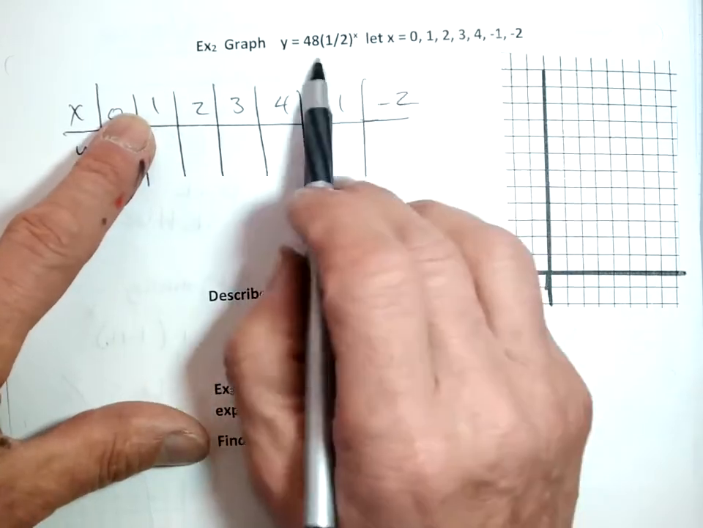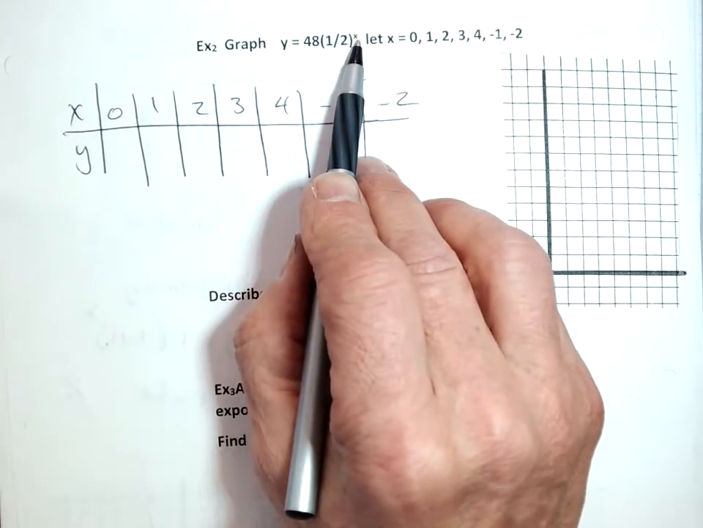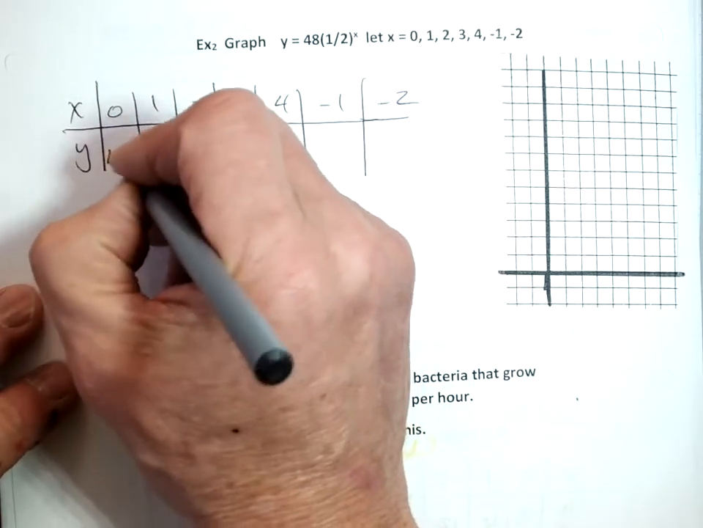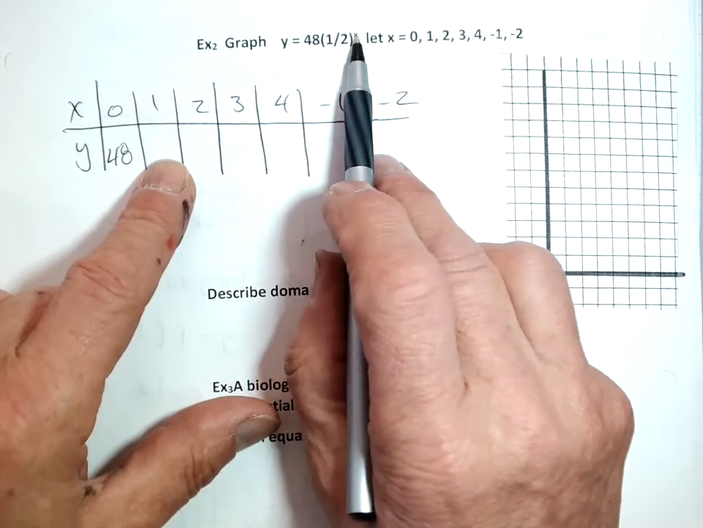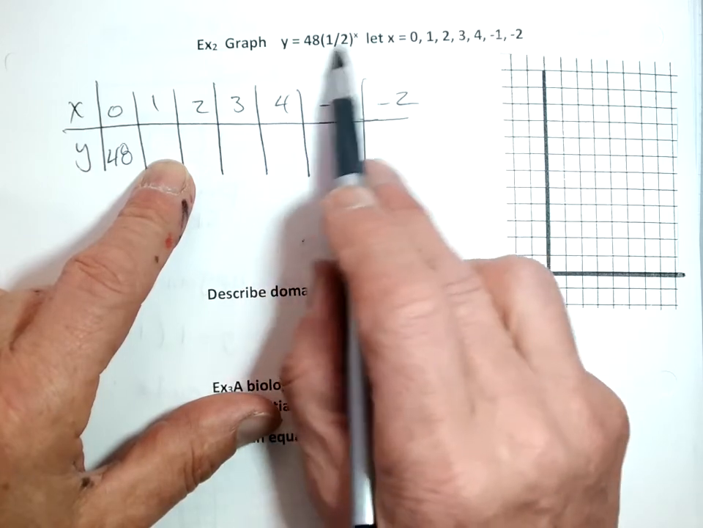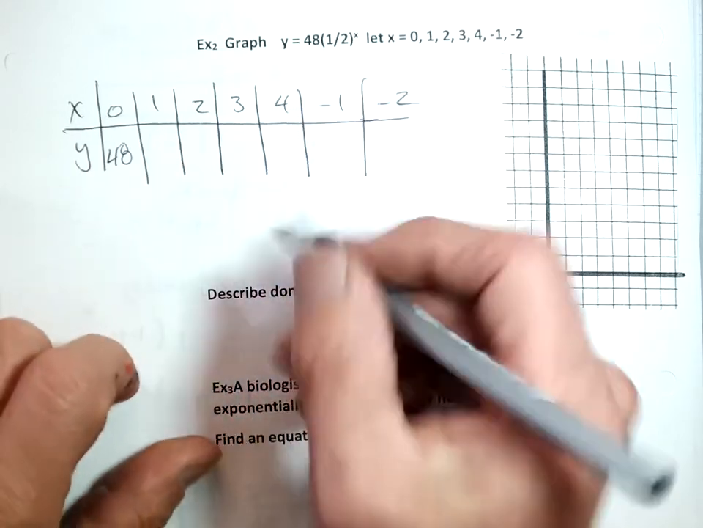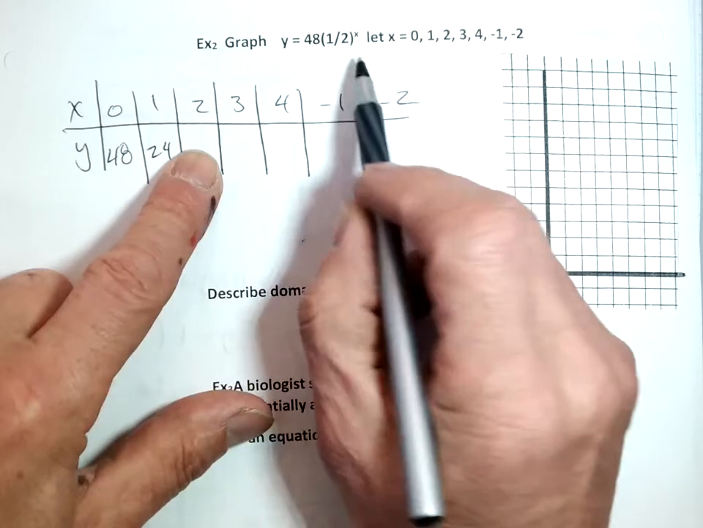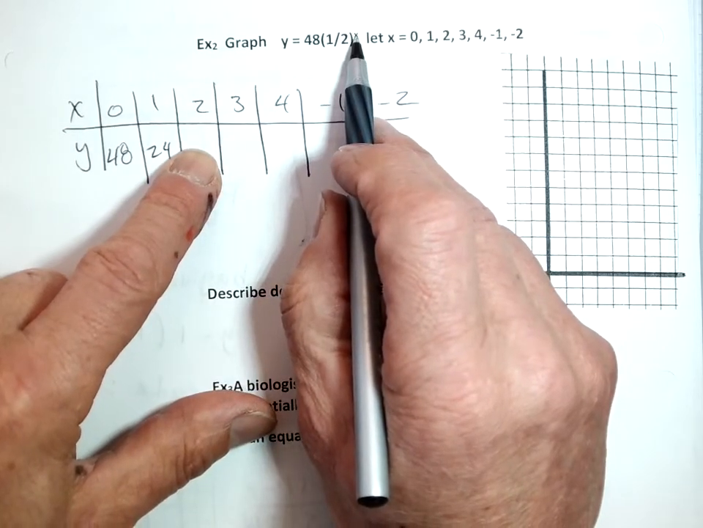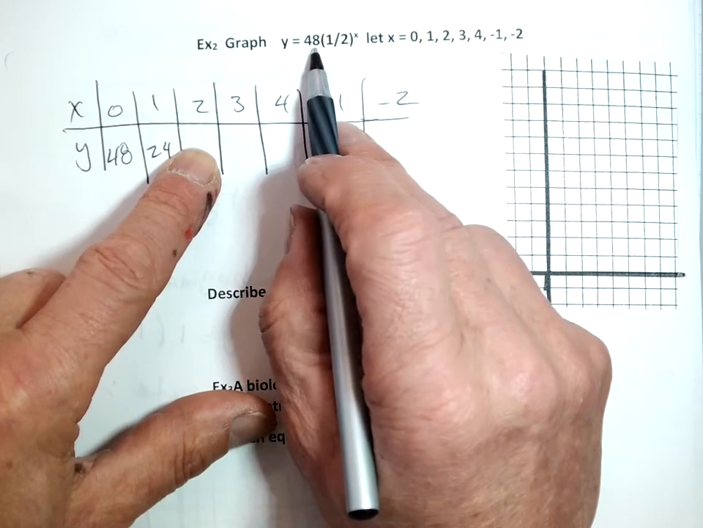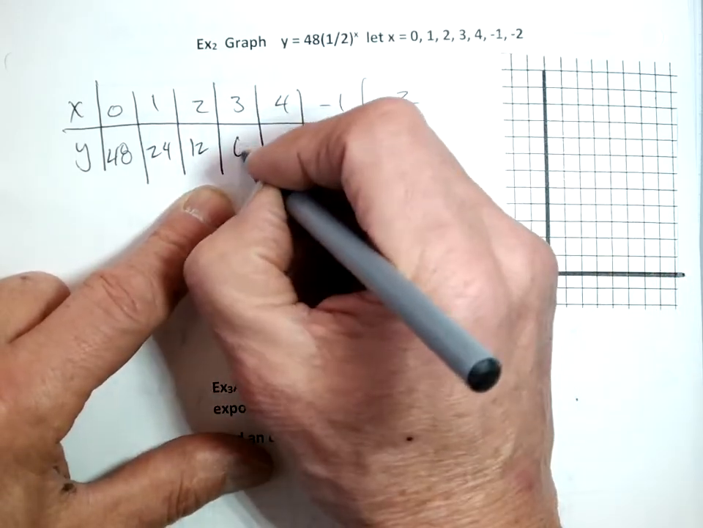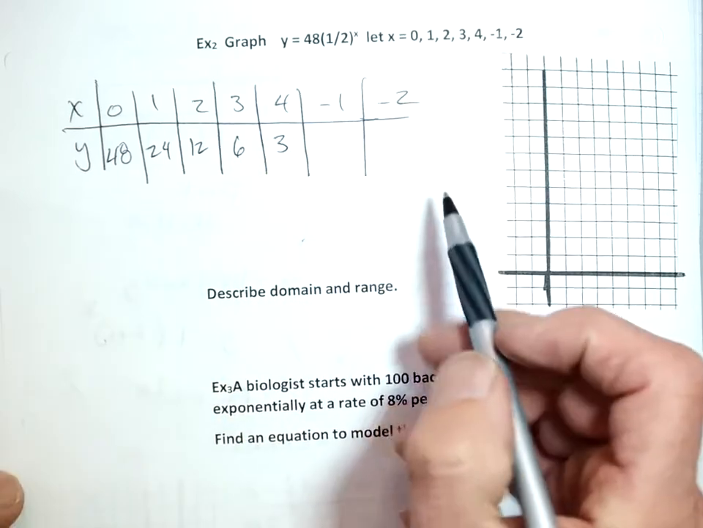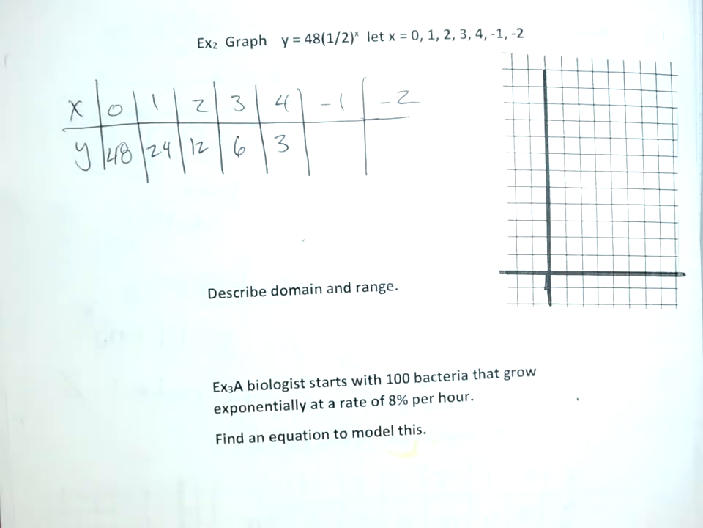All right. So if I plug in 0, anything to the 0 power is 1, and 1 times 48 is 48, okay? And again, if you need help, just use a calculator to get these values. You can. If I plug in 1, 1/2 to the 1 power is 1/2 times 48 is 24. 1/2 squared is 1/4. 1/4 of 48 is 12. Do you see a pattern? What do you guys see? Yeah, 6. 6, right? 3, right? Now, what do you think happens with negative 1? Let's check it out.